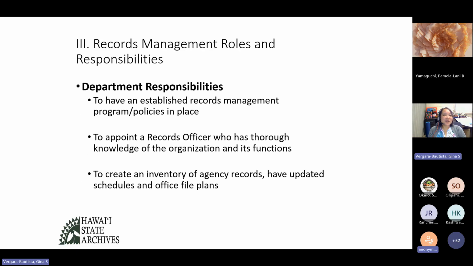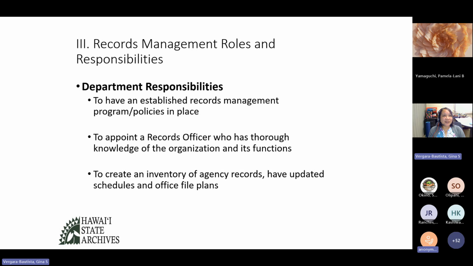Okay, so what are our various roles and responsibilities? So the department has to establish a records management program and have policies in place. You need to appoint a records officer who has thorough knowledge of the organization and its functions.